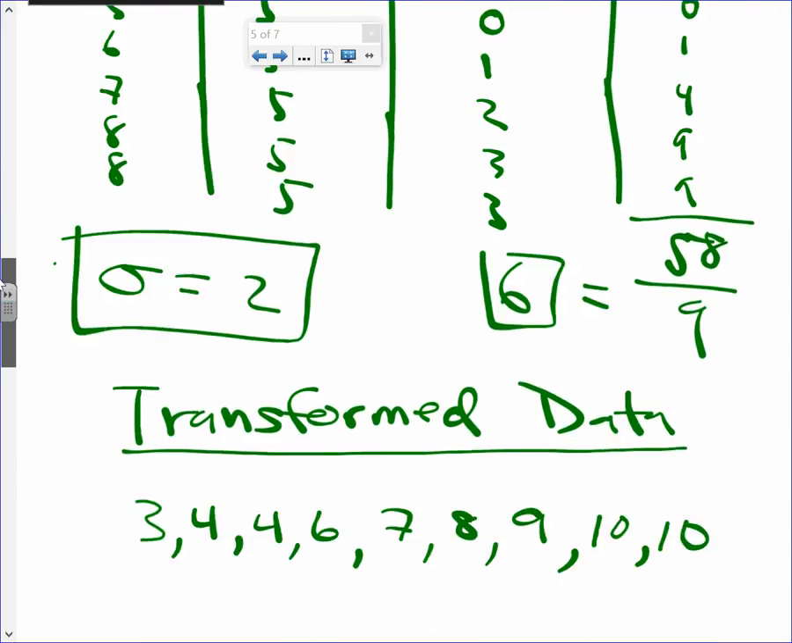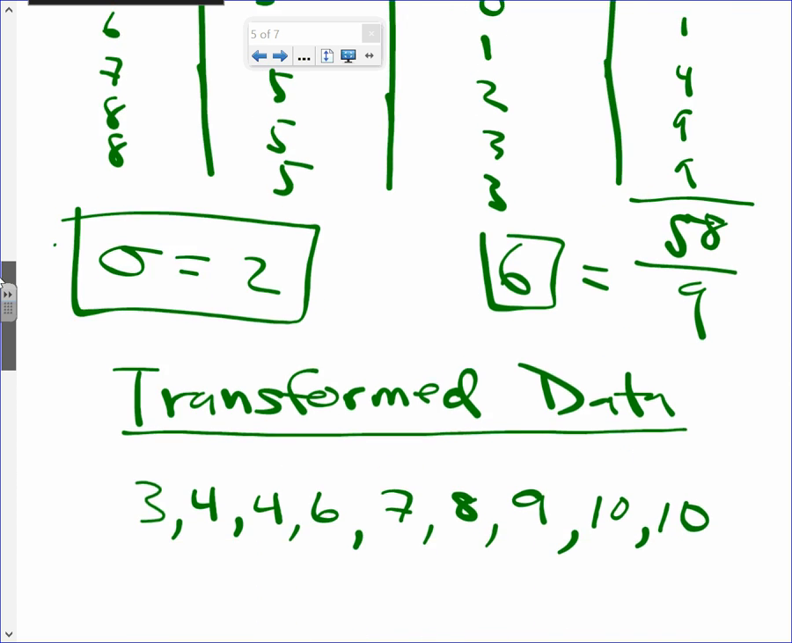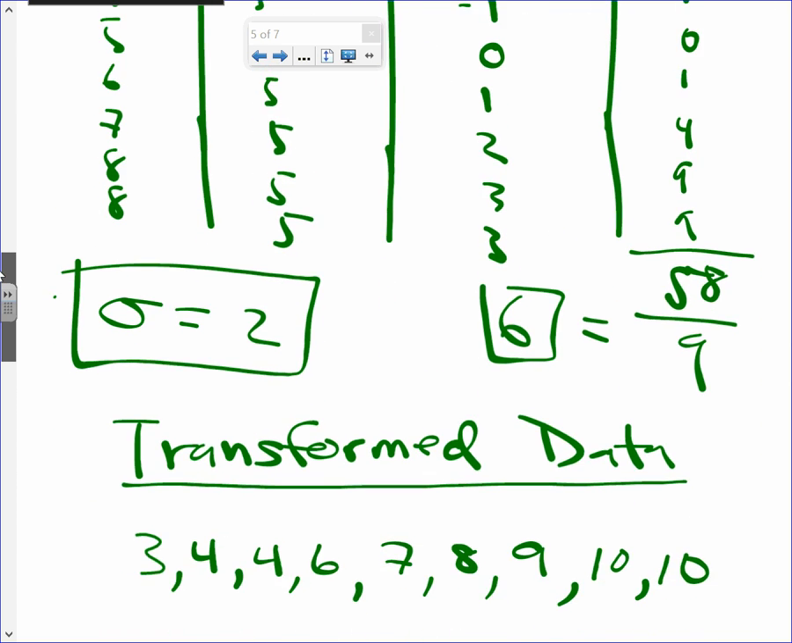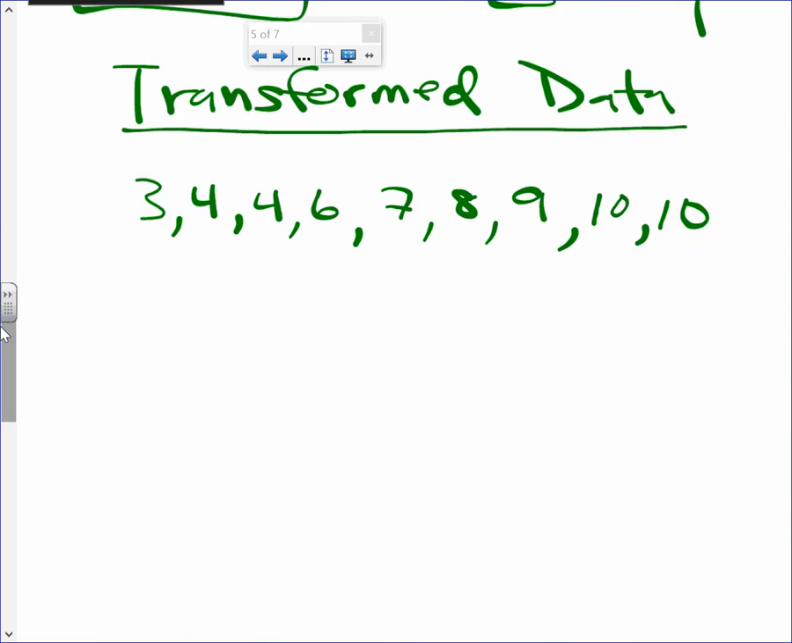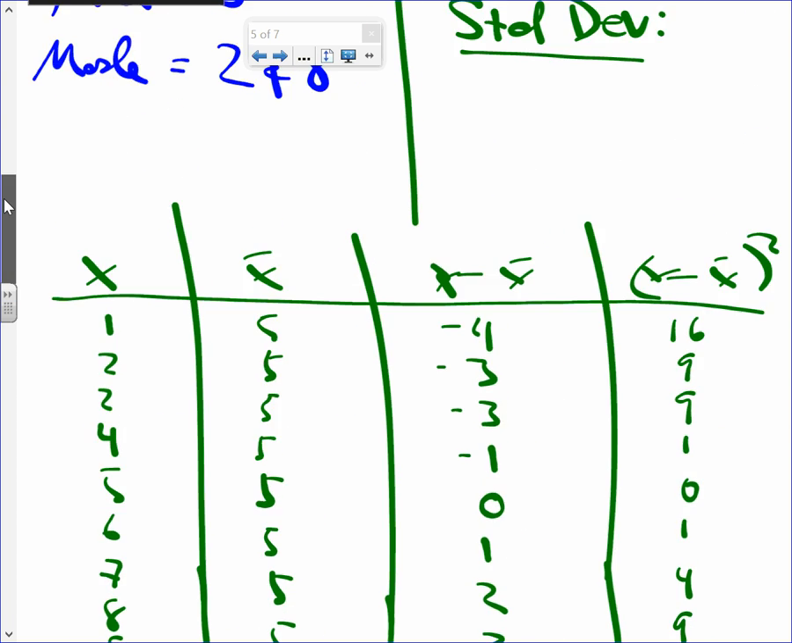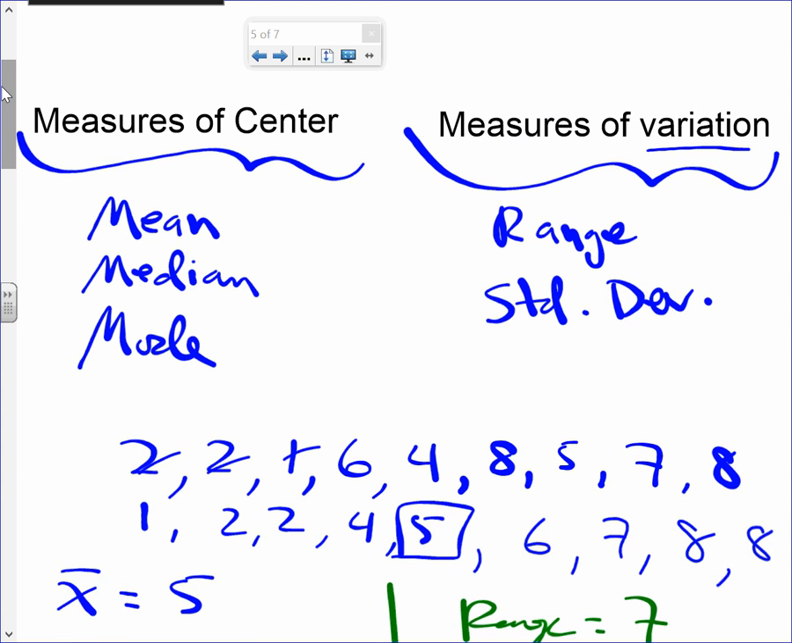So let's see, 4, 4, 6, 9, okay, cool. Looks okay. Now, let's see if Horton gets the extra stamp. He says the measures of center are going to increase, and so are the measures of variation. Let's see if he gets the extra stamp.